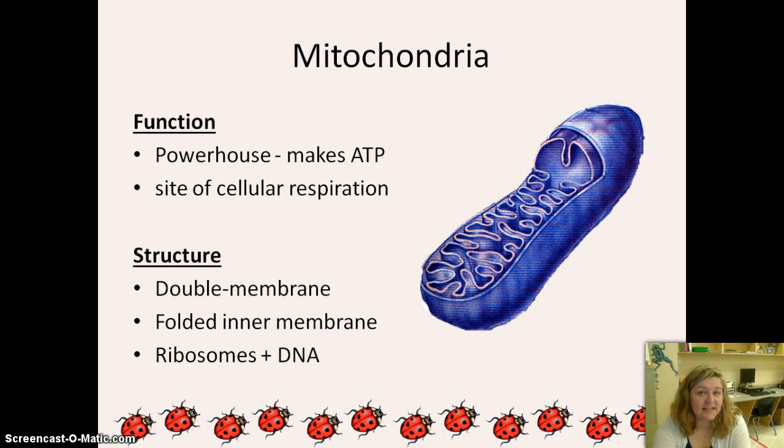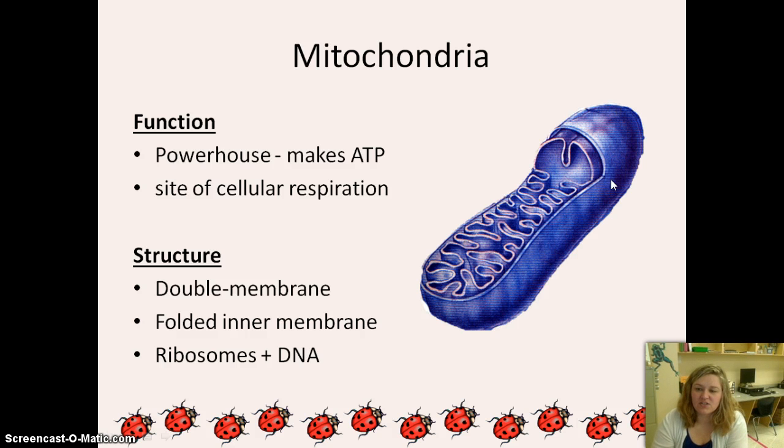The mitochondria is found in plants and animals. It's the powerhouse. Think of mighty mitochondria. It makes ATP. ATP is energy, so every time we hear the word ATP, we think energy. It does that through cellular respiration. The main goal of cellular respiration is to make energy, or ATP.